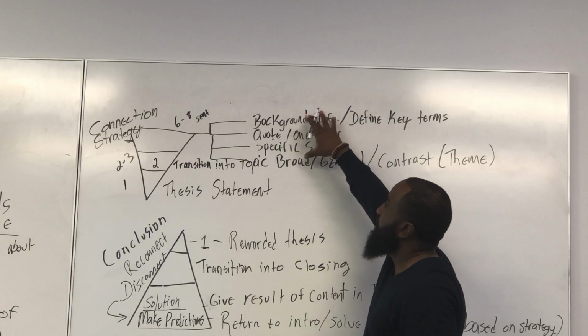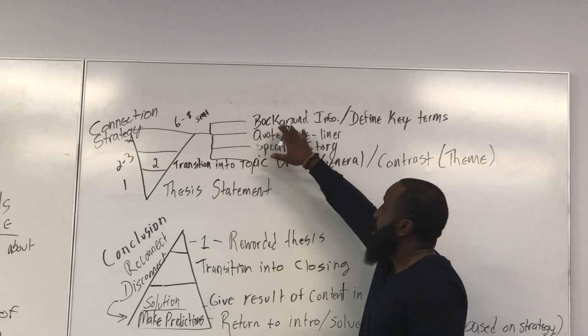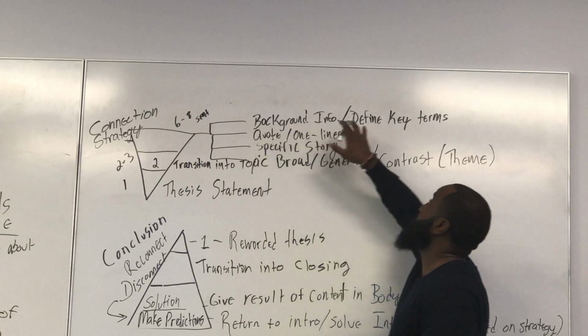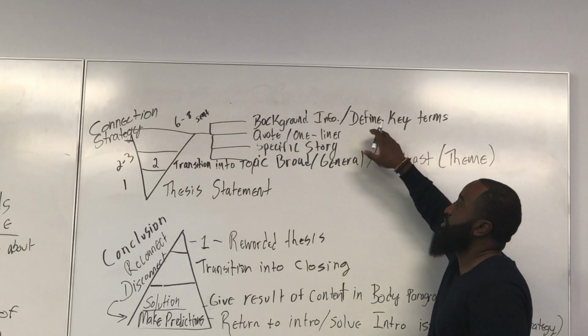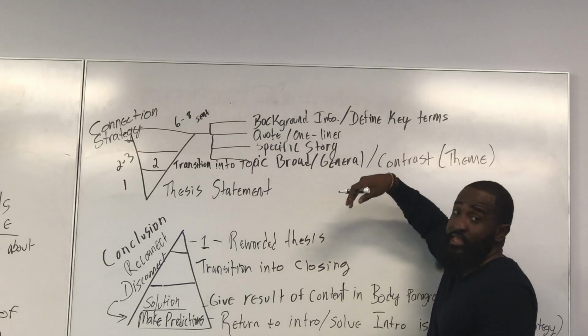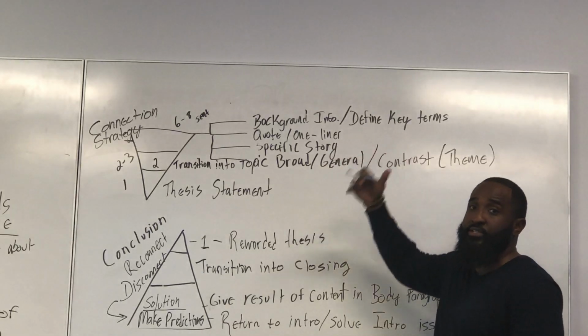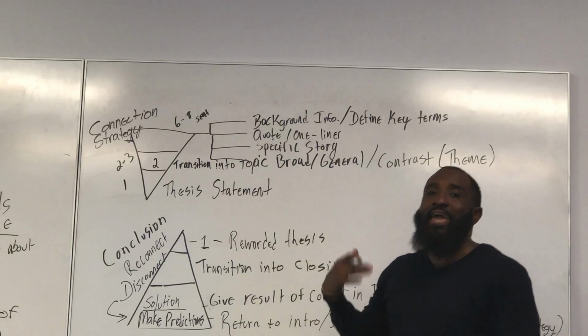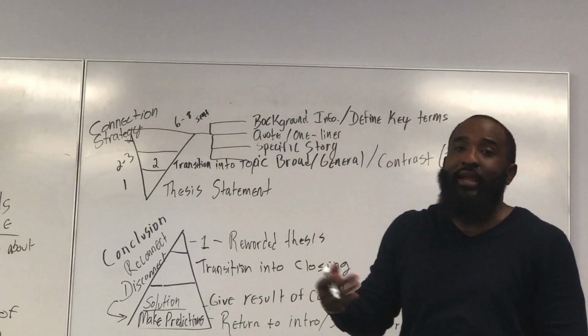So here we go. The first strategy that you can use is called background information or definitions, where you provide background information or you define key terms that relate to the topic of your essay. For the essay that this class is working on, it's about the internal and external dimensions of one's identity. That is a mouthful to say. So one should maybe think about defining what that is.